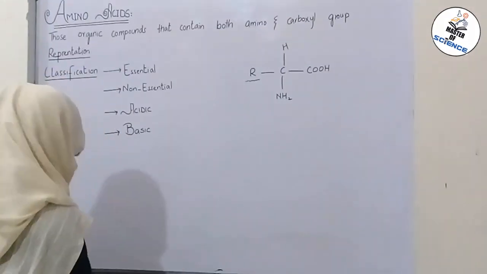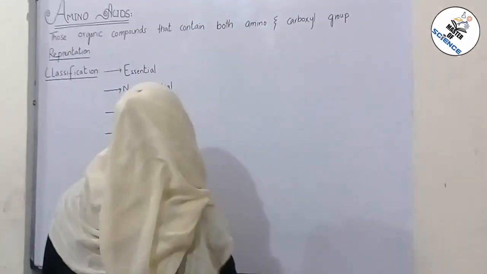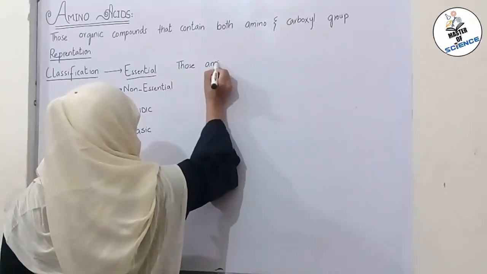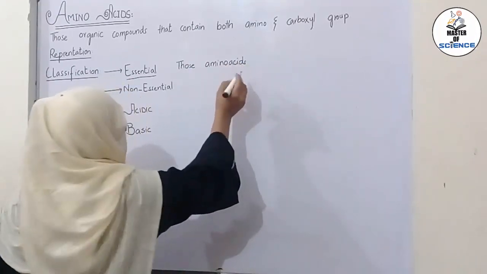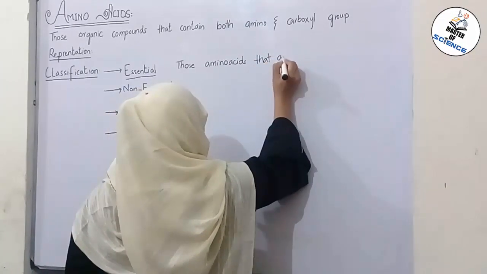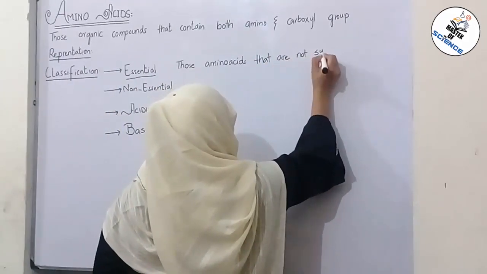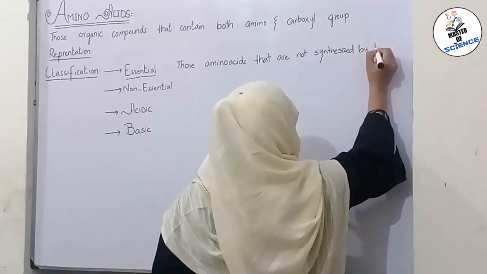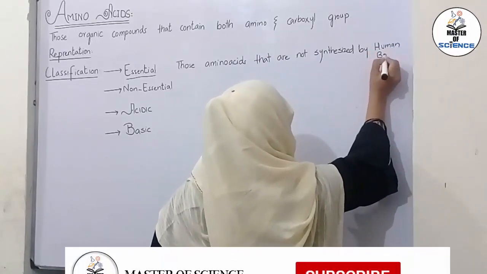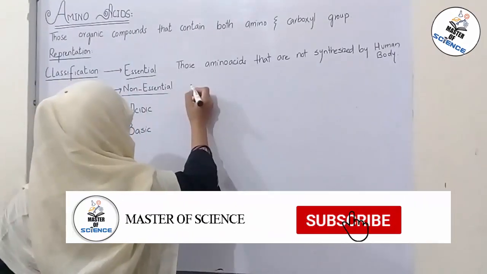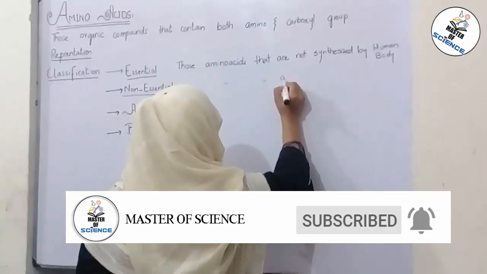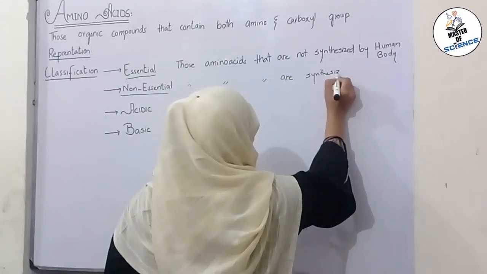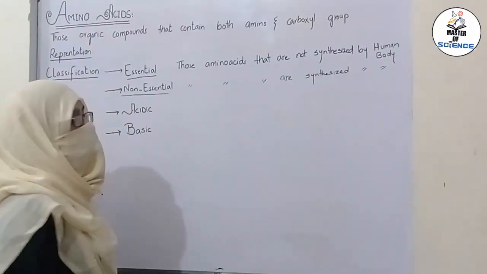So we can write its definition as: those amino acids that are not synthesized by the human body, I call as essential. And non-essential are those amino acids that are synthesized by the human body; they are called non-essential amino acids.